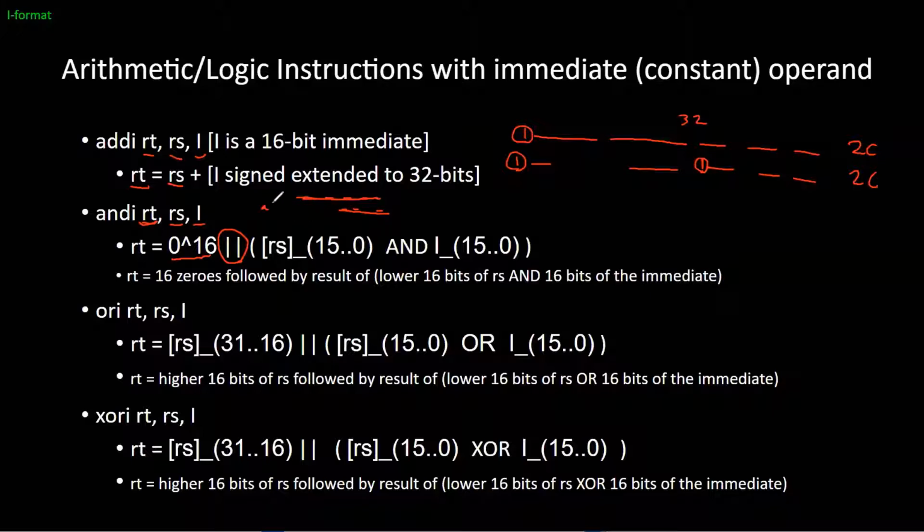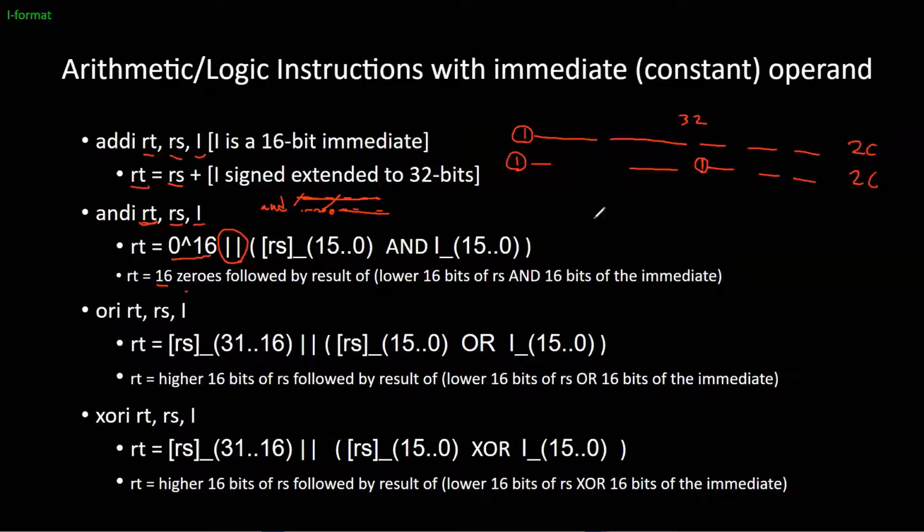And when you are doing an AND, these missing bits are considered to be zeros. So basically you get rid of that part completely. So the first 16 bits of your number are going to be zeros. And then the lower bits are going to be the result of the AND between this I that you are giving and the lower 16 bits of this register.